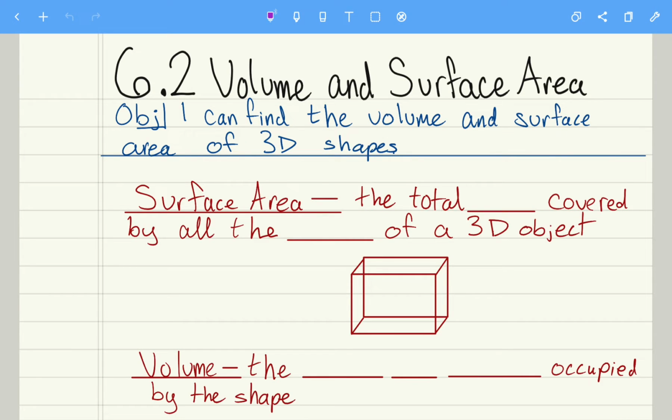Hello, this is Miss Goodwin, and today we're covering Objective 6.2, Volume and Surface Area, which means our objective is that we could find the volume and surface area of 3D or three-dimensional shapes.